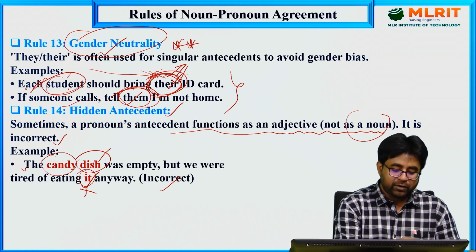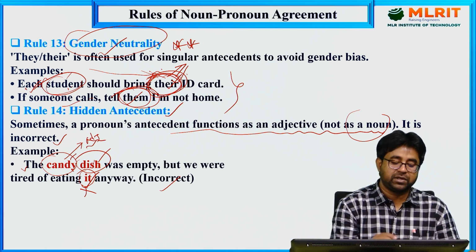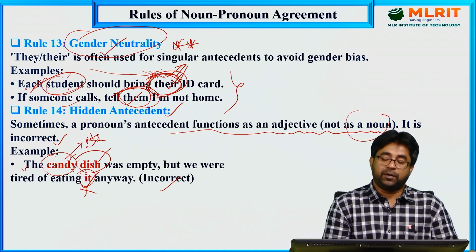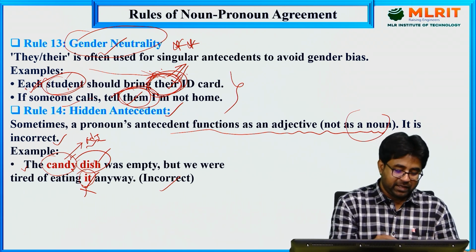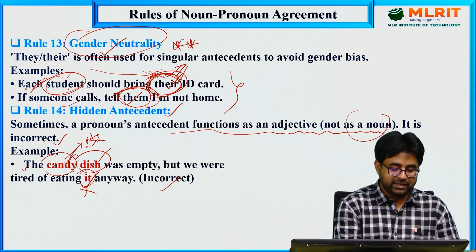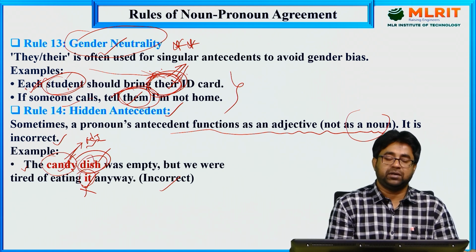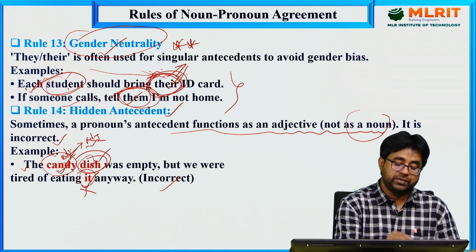So the other option is candy. Okay, but candy is acting here as an adjective. You can see here, this is not a noun. This is an adjective. Now, a pronoun can agree only with a noun or another pronoun, right? But this is an adjective here in this sentence. In the candy dish, candy is modifying this particular word, dish. So this is not a noun or pronoun. This is an adjective. So this is wrong.